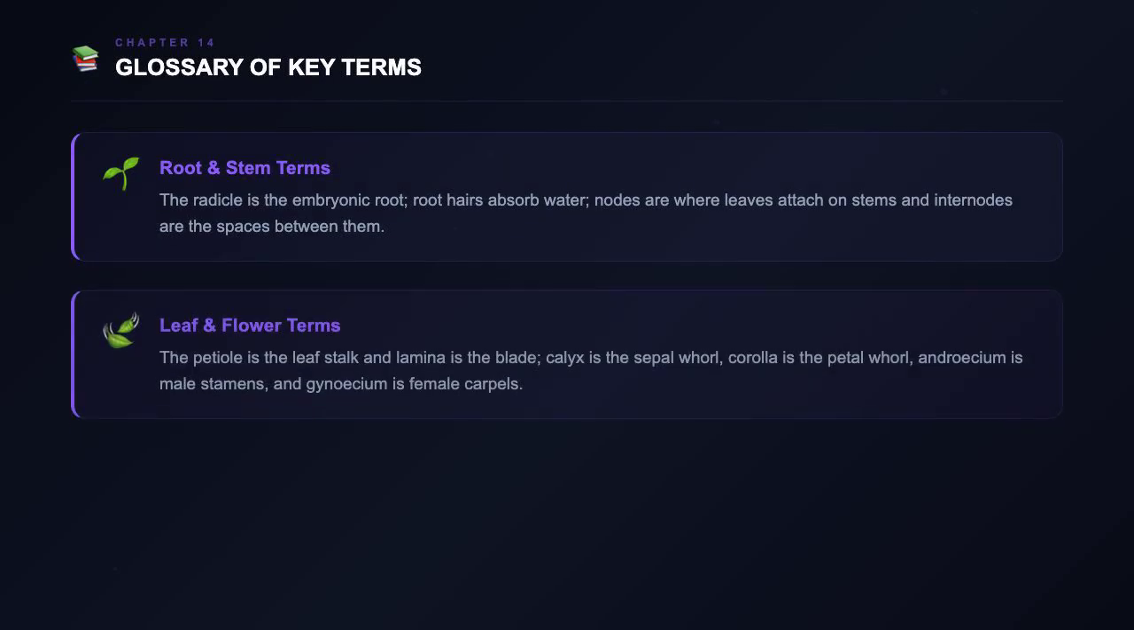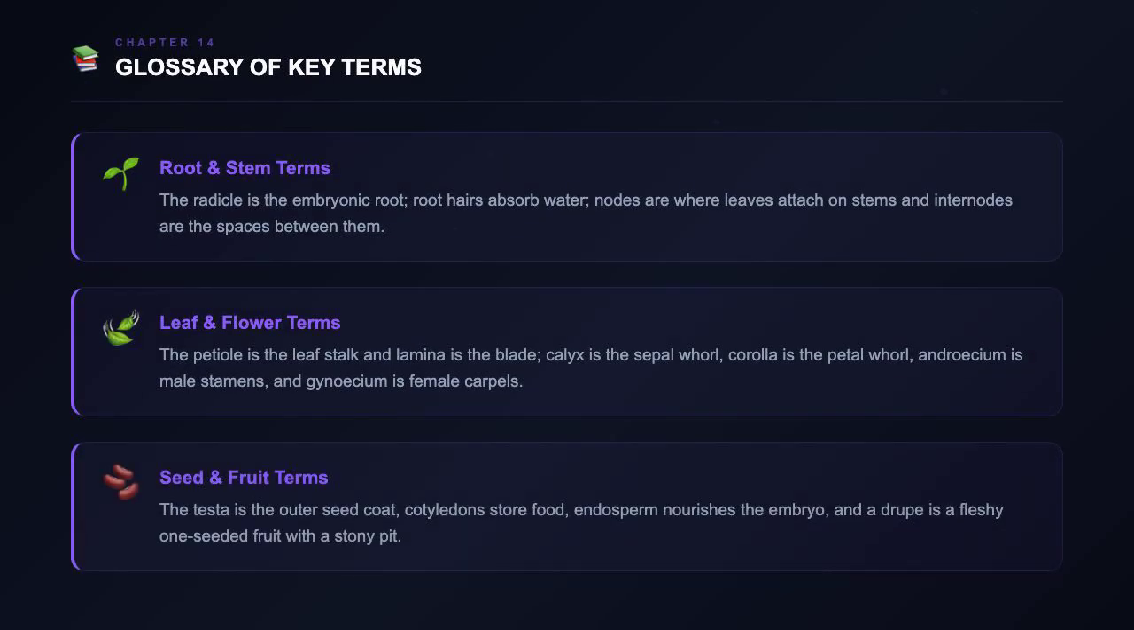Roots have a main taproot, or a fiber system with many similar-sized roots. The radicle is the embryonic root, protected by a root cap. Root hairs absorb water. Stems and leaves have nodes where leaves attach and internodes between them. A petiole is the leaf stalk, and the lamina is the leaf blade.